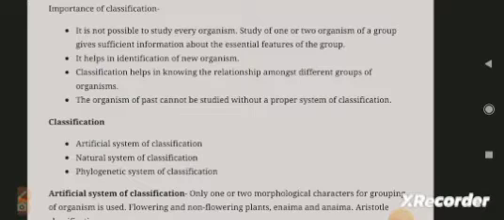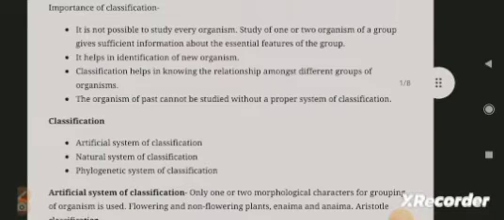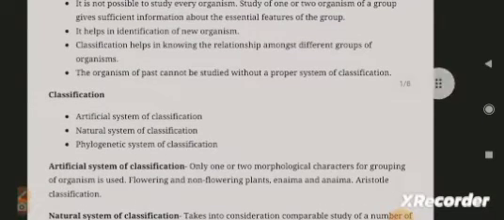Classification helps in knowing the relationship amongst different groups of organisms.